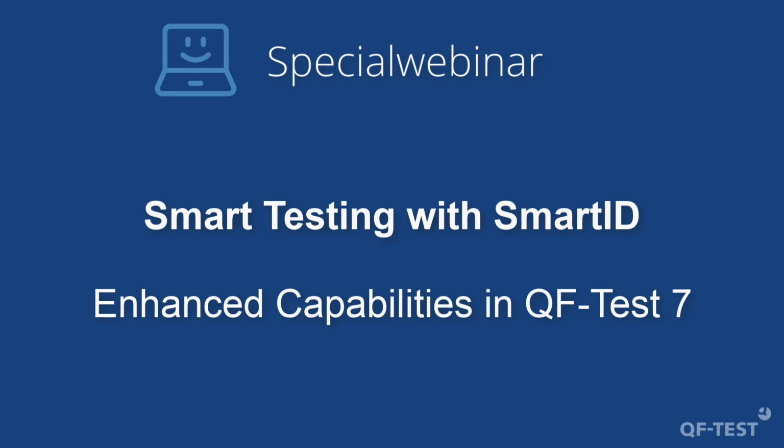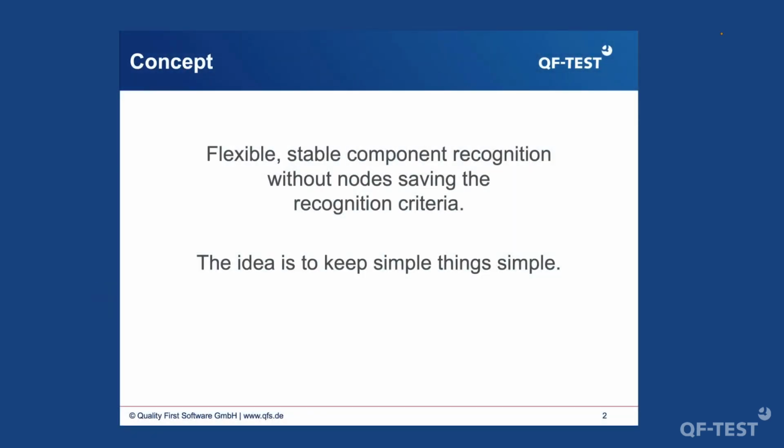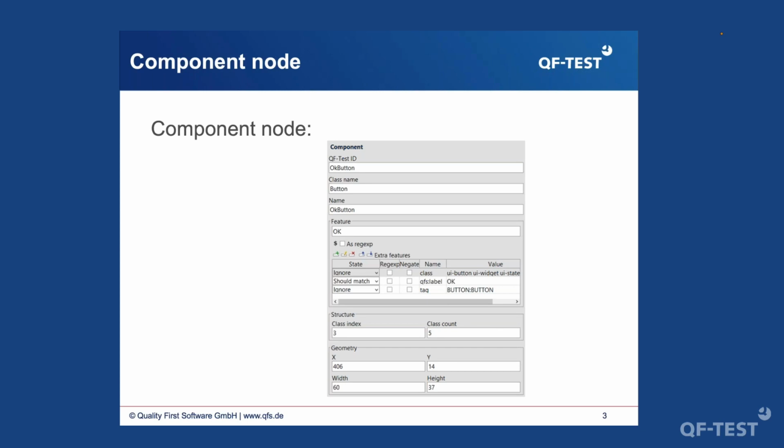Since you're talking about SmartID, I'll start with some basics to give you more detailed information: why we created this and what it is about. Basically, the concept of SmartIDs is to have flexible and stable component recognition without nodes saving any recognition criteria, which we had with the basic or old traditional recording of components in the Windows and Components tree. The idea is also to keep simple things simple. We will see how it's meant to be.